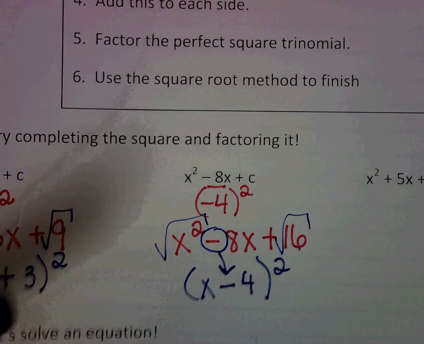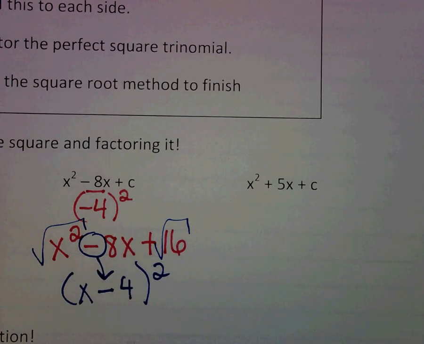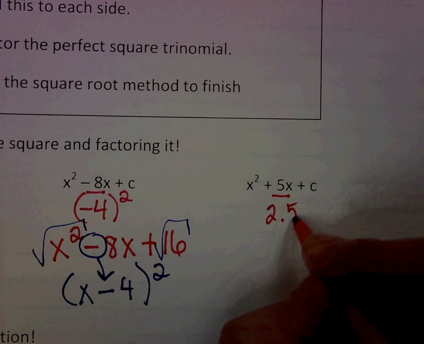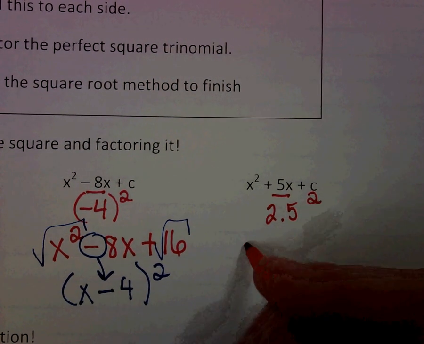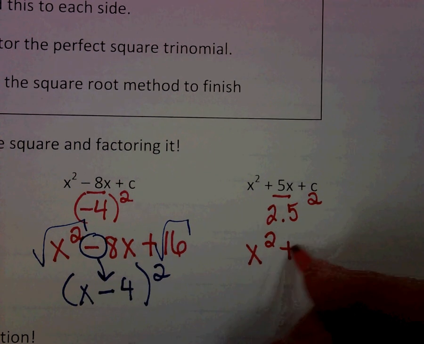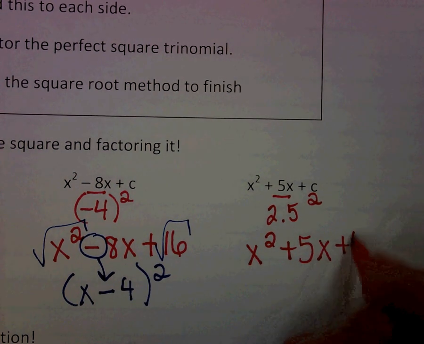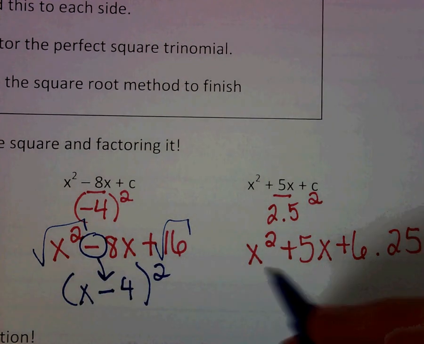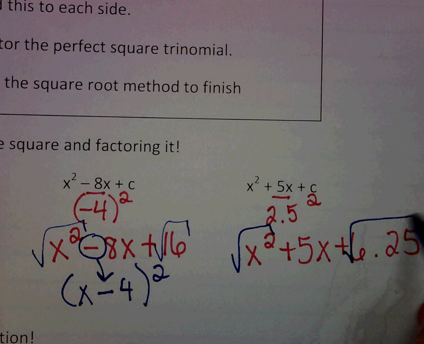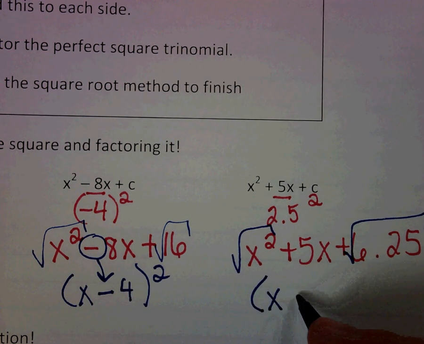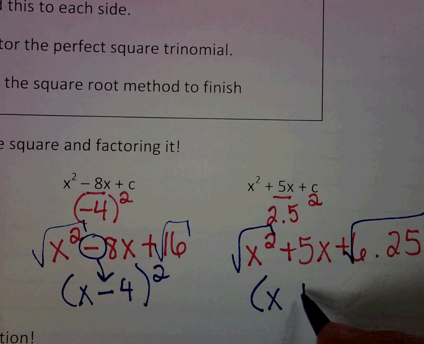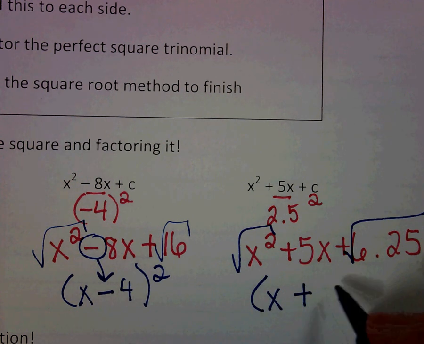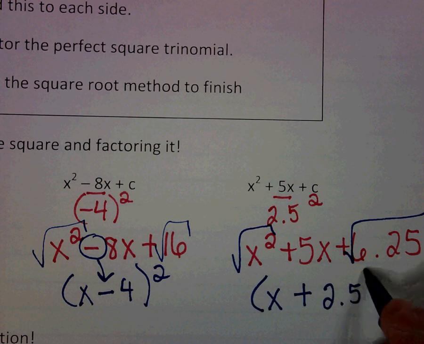Okay, the last example, a little bit trickier. Half of 5 is 2.5. Square it is going to be 6.25. We might need a little bit of assistance with our calculator on this. And then take the square roots to factor it. X plus 2.5 squared.